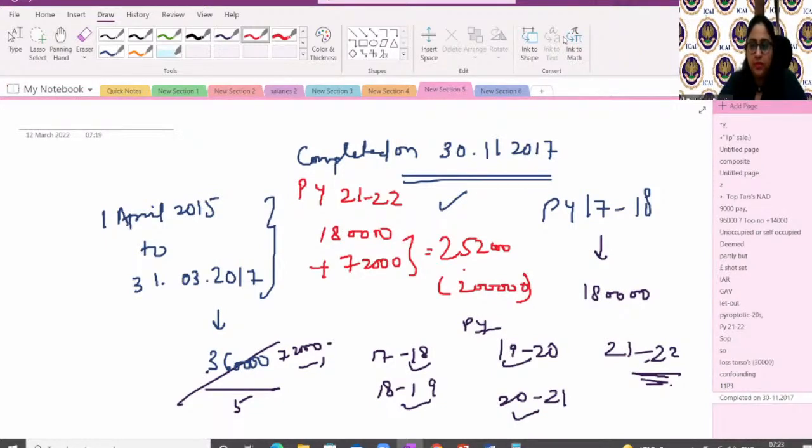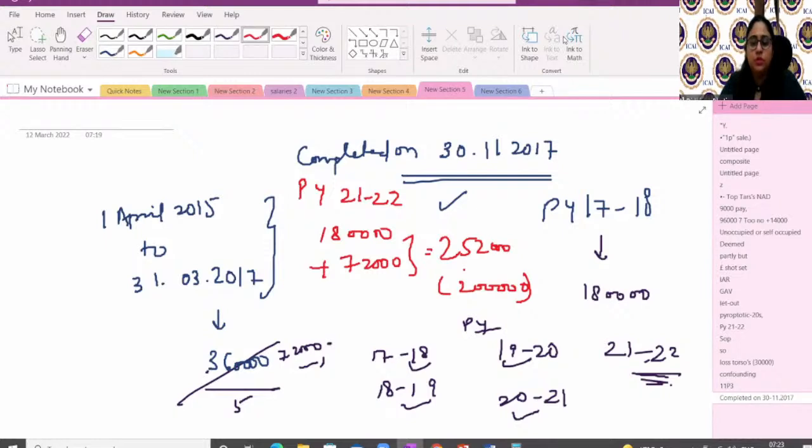Illustration 5. Ganesh, what is the question?